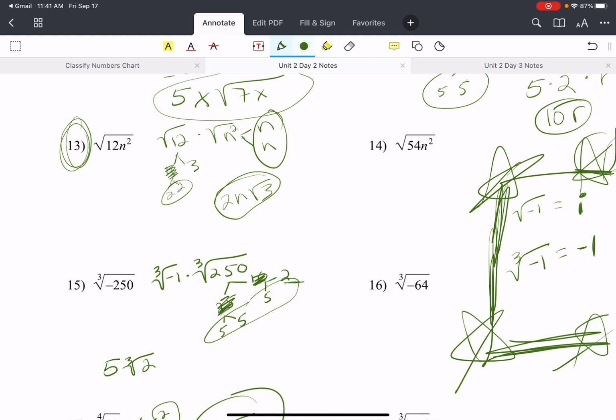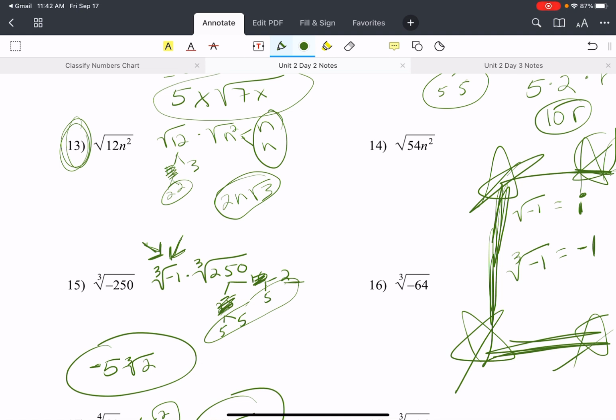Yeah. What about this? Don't forget this. What's this? That's negative 1. Good. So that's my answer. Oh, you put negative. That's it?